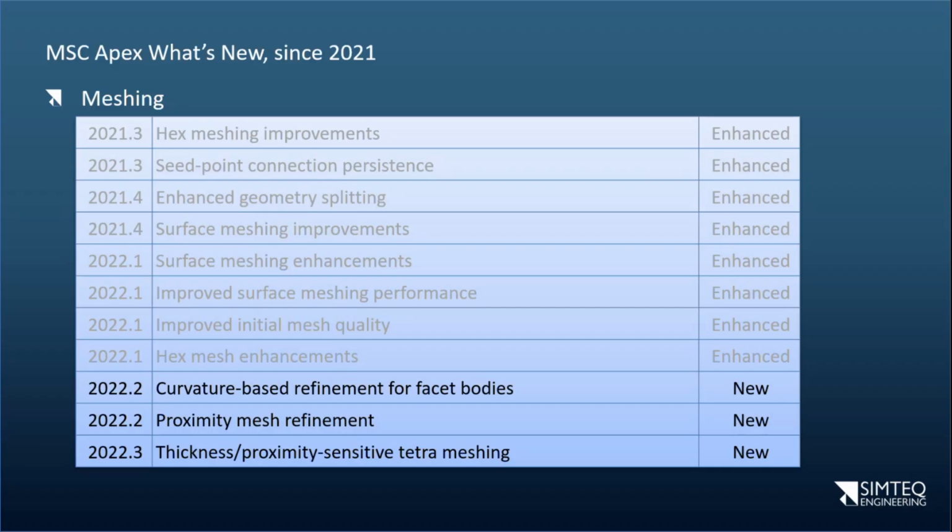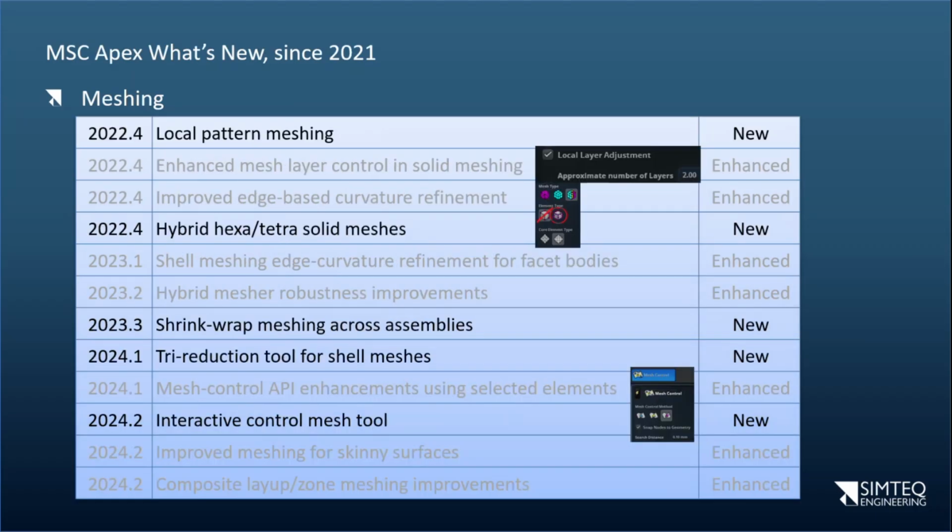Then there was the thickness proximity sensitive tetra meshing as well. So what this meant is when you specifically have thin sections in a bigger solid, it could take that thickness into account and create a better mesh in those regions, and far less likely elements that would fail the quality test.